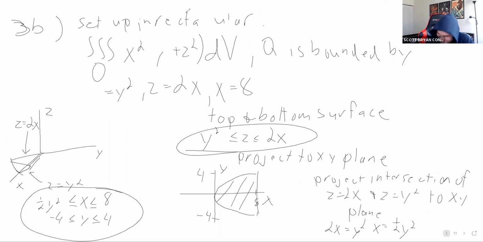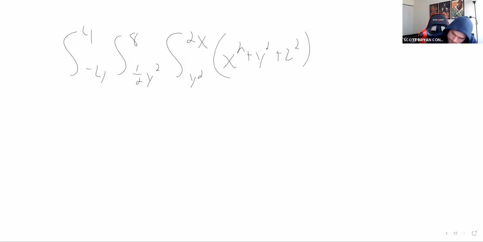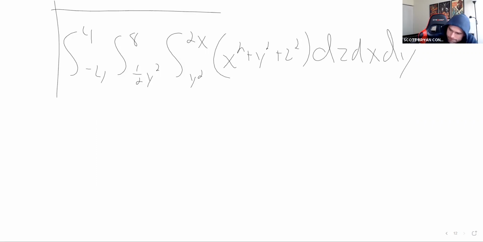Just for the video, I'll finish it up. y goes from -4 to 4. x goes from 1/2 y squared up to 8. And then z goes from y squared up to 2x. And we're integrating x squared plus y squared plus z squared, so dz, dx, dy.